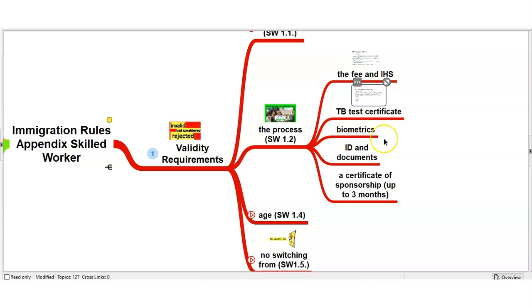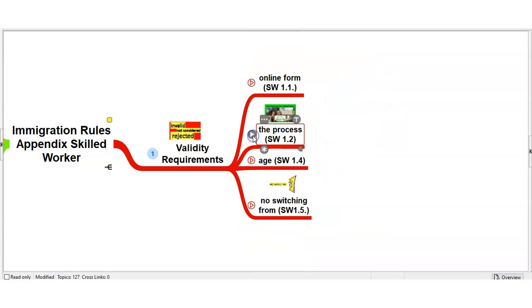And then the standard biometrics procedure. Together with the application, you will be expected to upload copies of all your documents to the system once you have submitted the application. You will also need to provide a copy of your ID, and you will need to provide the original passport when you go to one of the visa application centers to submit your biometrics. And of course, with every single application, you will need to submit a certificate of sponsorship, which is no older than 3 months. So this is the process.